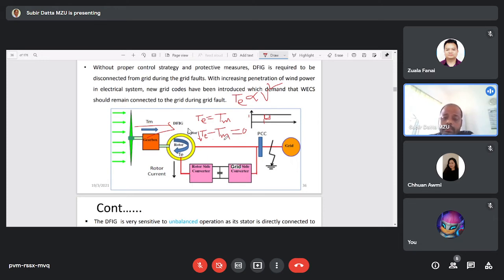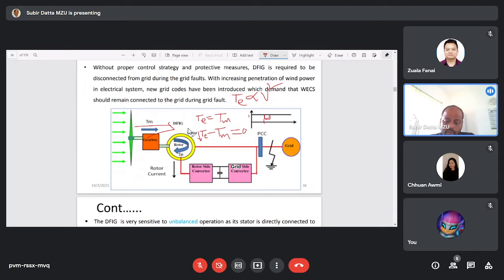And due to that mismatch between these two torques, the rotor of the DFIG will start accelerating. If the rotor of the DFIG starts accelerating, then the rotor speed will increase, and that rotor speed may be more than the rated speed. If it is more than the rated speed, then the machine will be damaged, and also due to that acceleration, high current will be produced inside the electrical machines. High current means high stator current as well as high rotor current.